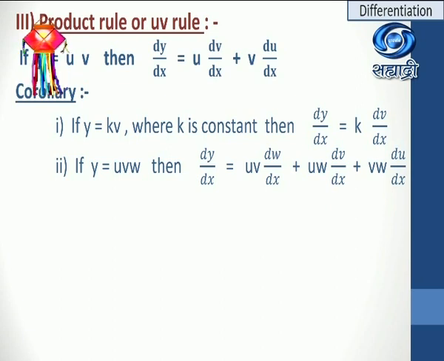Second corollary, if y is equals to u into v into w, means here y is the product of three functions, u, v and w. Then dy by dx is equals to uv into derivative of w with respect to x plus uw into derivative of v with respect to x plus vw into derivative of u with respect to x.